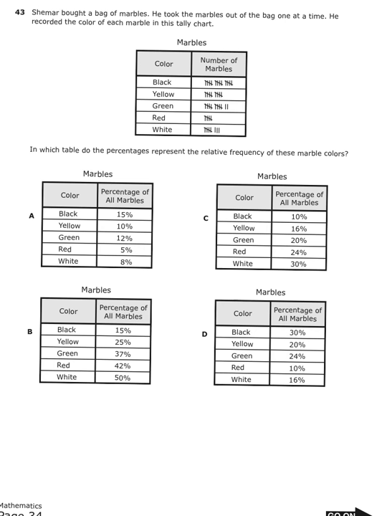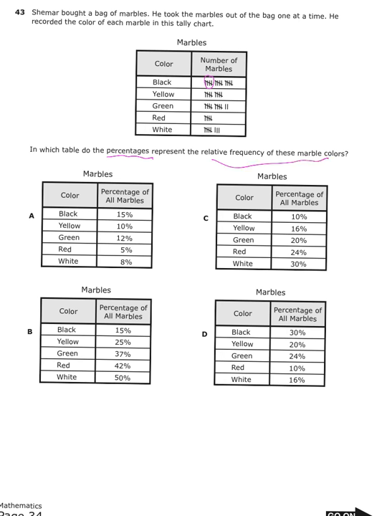Okay, so Shamar bought a bag of marbles. He took the marbles out of the bag one at a time. He recorded the color of each marble on his tally chart. Okay, so here's the tallies. Everybody knows that this right here means 5. It says, in which table do the percentages represent the relative frequency of the marble colors?